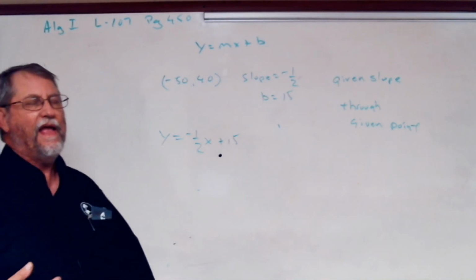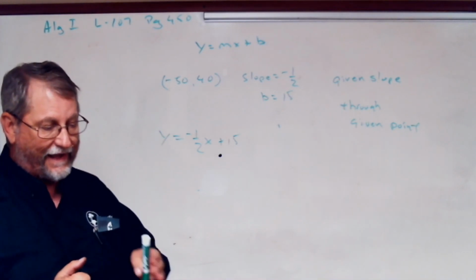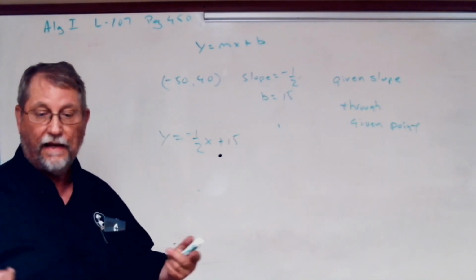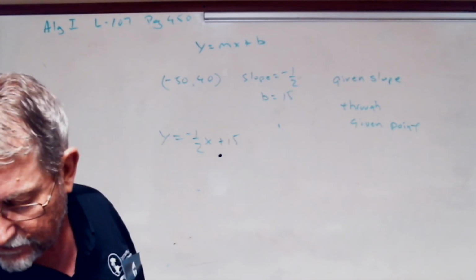Or if it's parallel to the given line, all you have to do is take the equation, solve it, get what's with x, get m, and then that's your slope. Put it in there, take the given point, put it in for x and y, solve, find b.